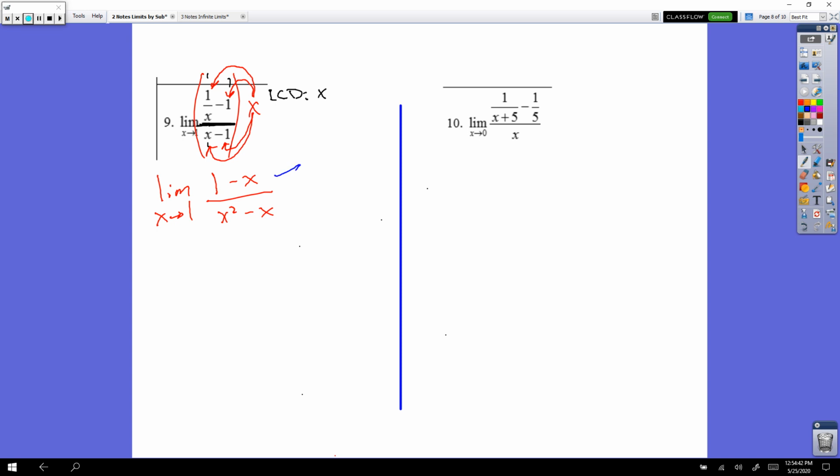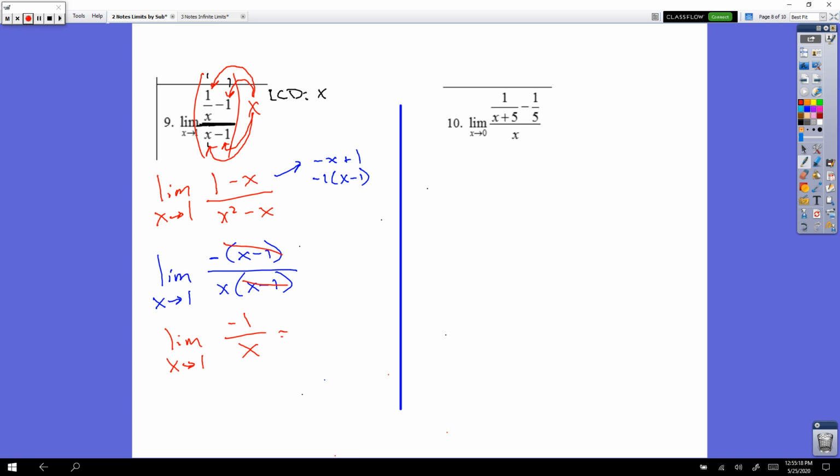Now, if I think about the top here, rearranging it so it looks more like what we're used to seeing, x would be first. So this would be negative x plus 1. But we always want x to be positive, so I would factor out that negative 1. Okay, so the limit as x approaches 1 of negative x minus 1 on top. On bottom, I have a GCF of x. Now I see what cancels. X minus 1, x minus 1. So the limit as x approaches 1 of negative 1 over x, plugging in 1, gives me an answer of negative 1.